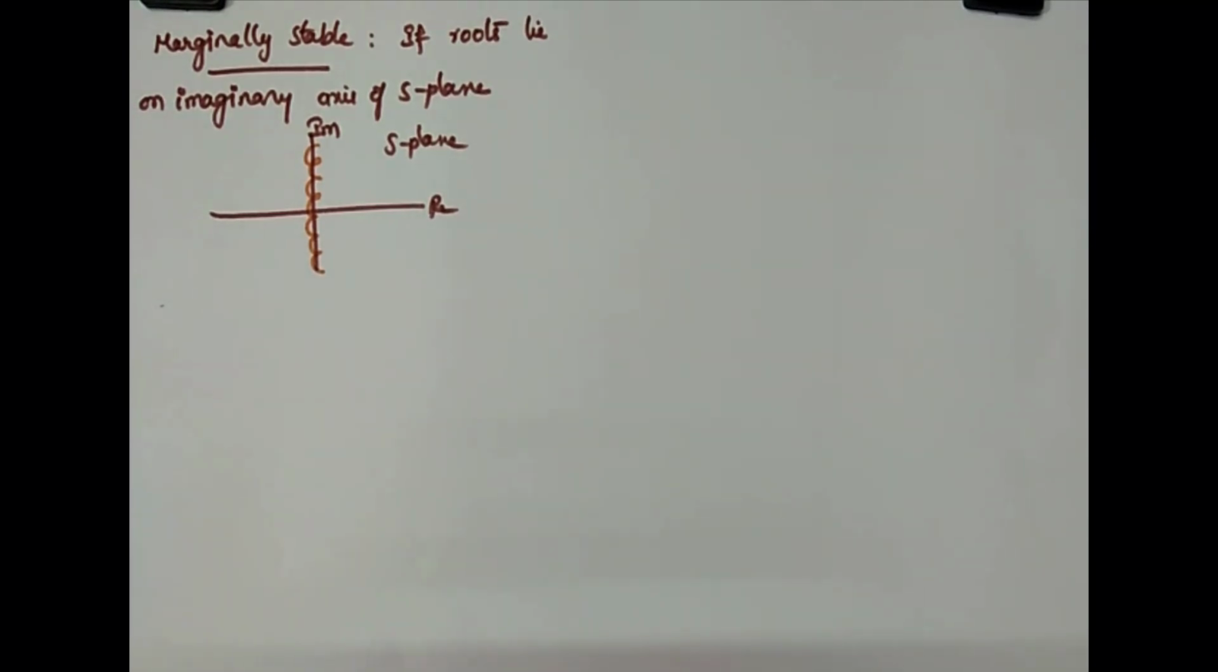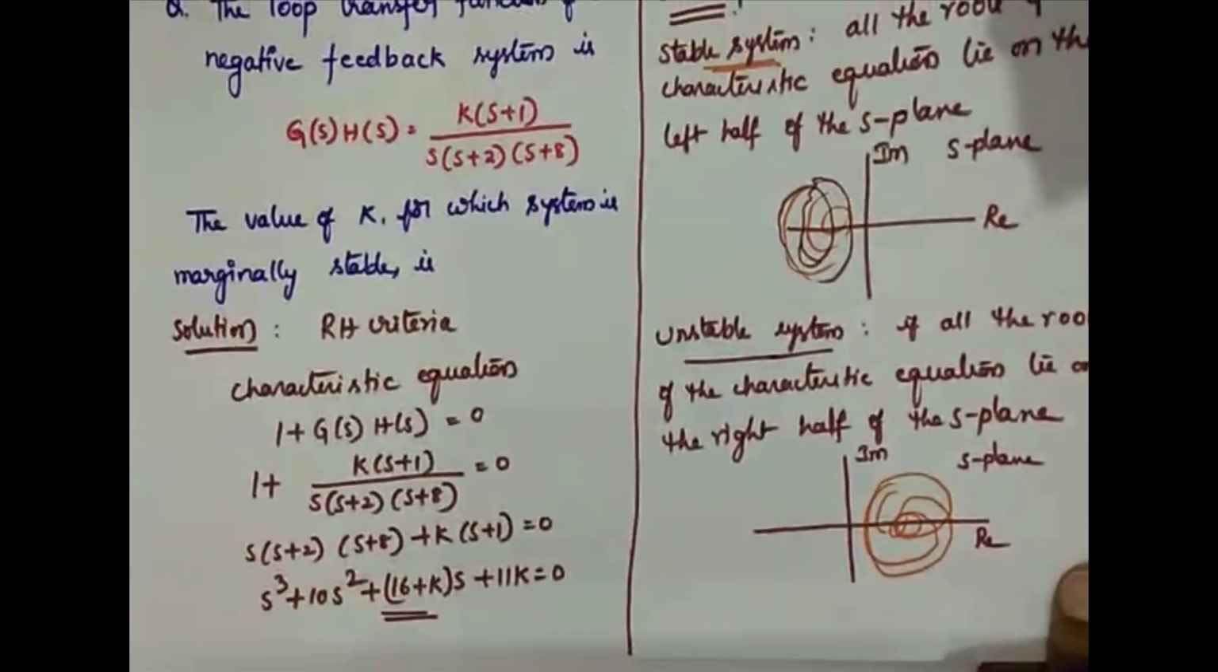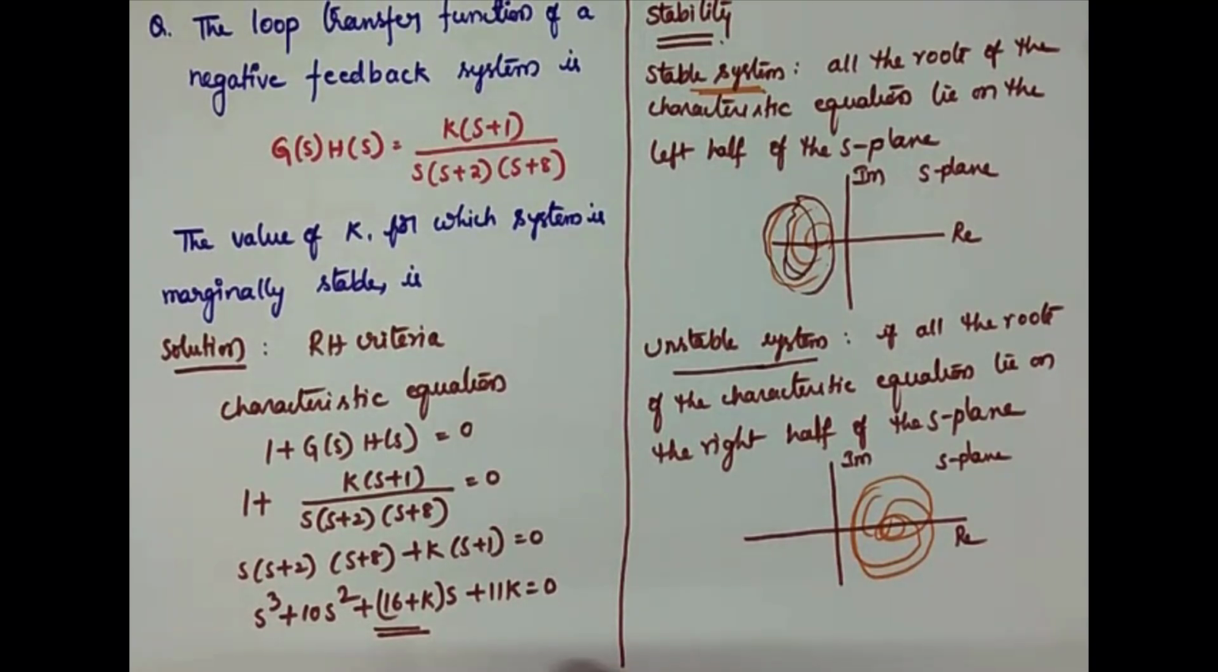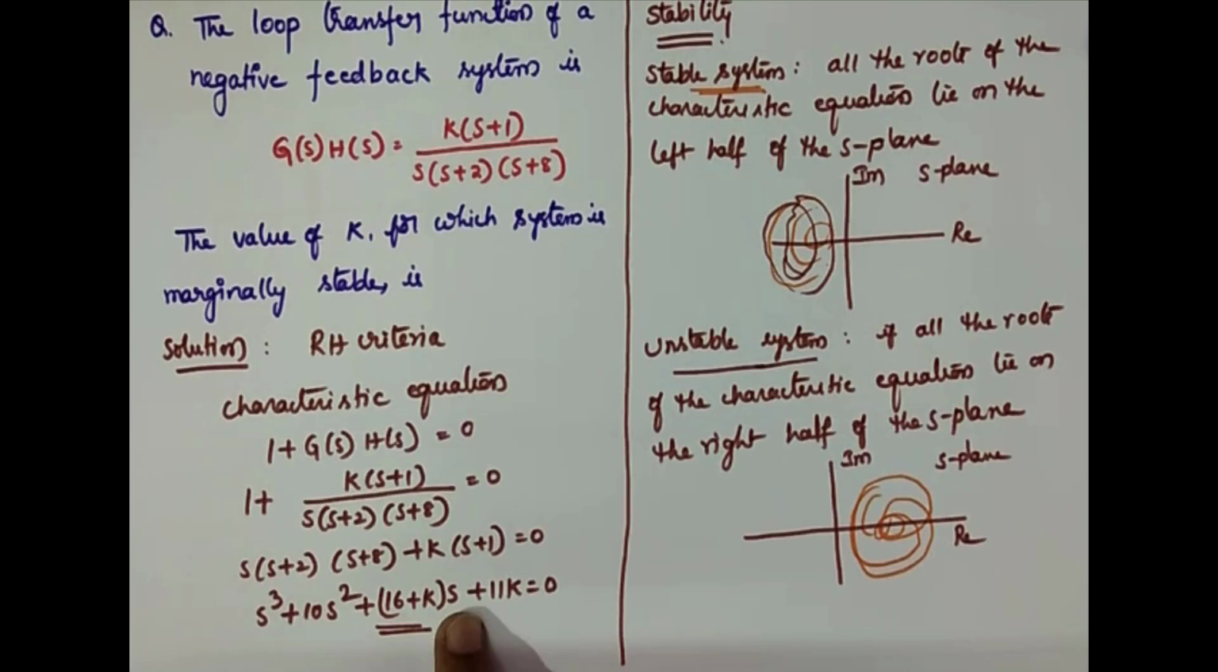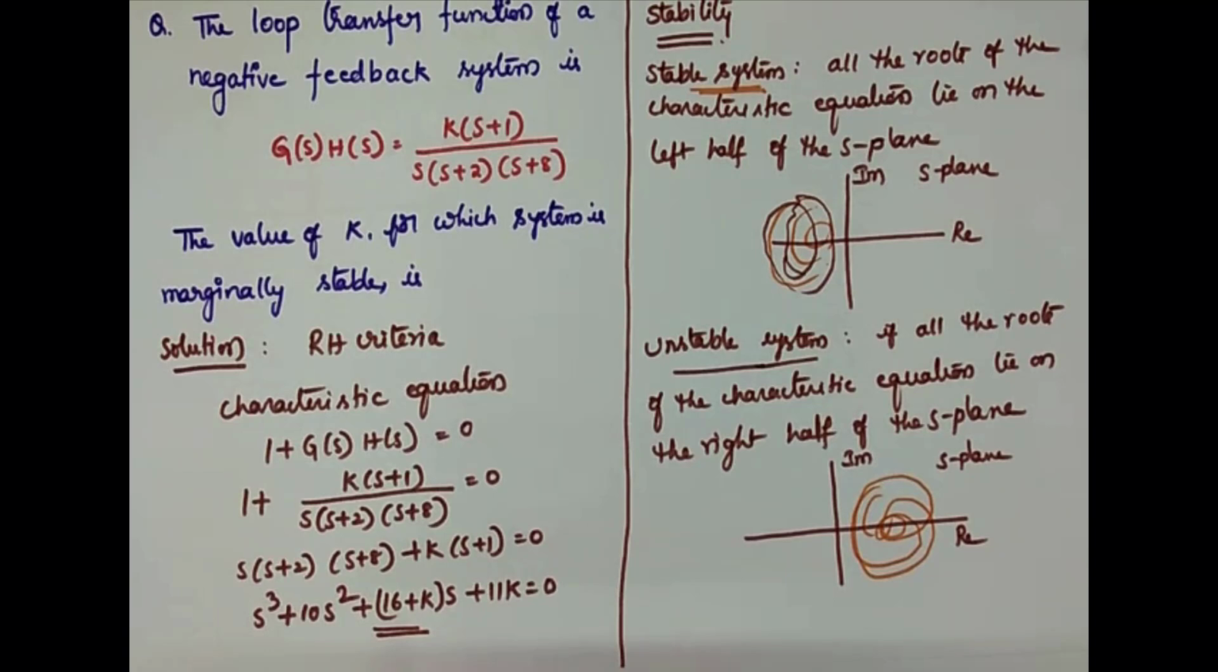Now, we already derived the characteristic equation. This is our characteristic equation. Now we have to find the roots, and by verifying the location of the roots, we can say the stability, and in that process you can find the value of K.